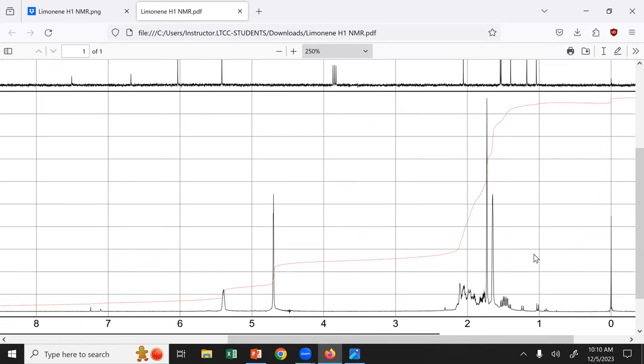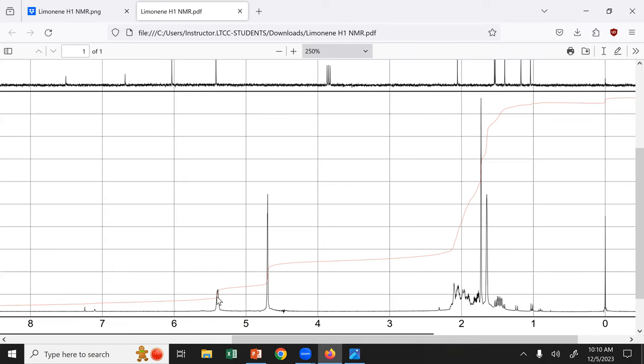So this one really doesn't have much detail. Everything's sort of overlapping on top of itself right here, right? But if we're looking at this one, this looks like it's one signal all by itself. It's the smallest integration. We call that one. That's probably two. And then we've got a whole bunch on top of each other here. And this is that peak at zero that I told you to watch out for. That's the tetramethylsilane. So ignore that one.